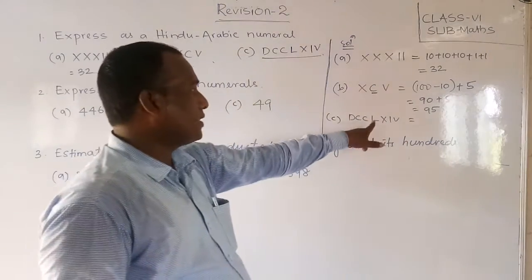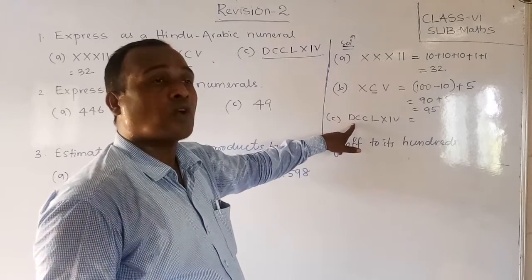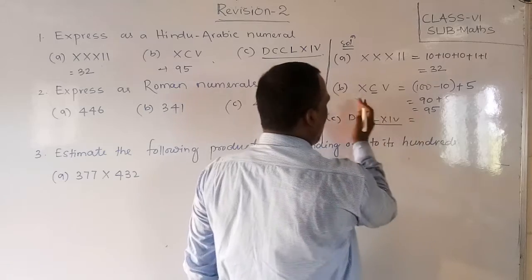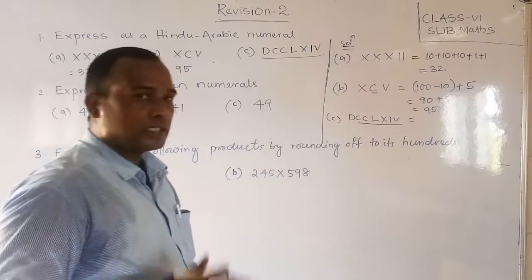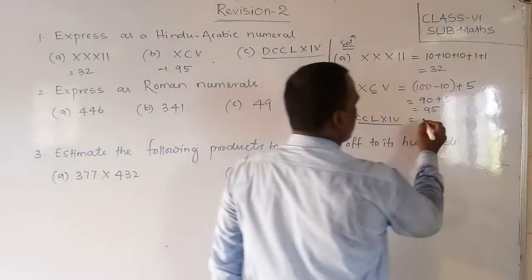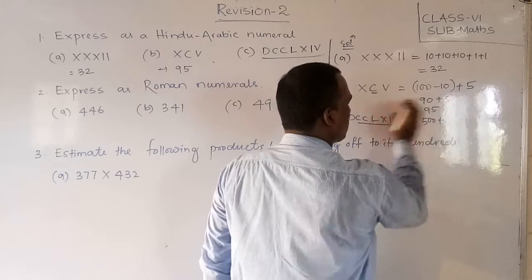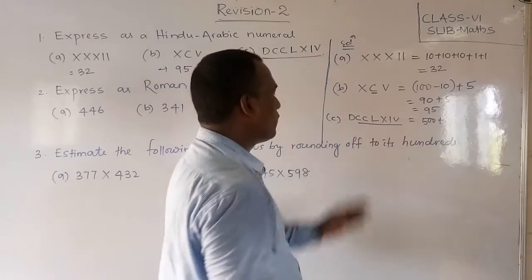Now among these, D is the biggest. D means 500. So that means all these numbers you have to add to 500. Okay, students? So that is the first thing. So first we can write 500. Then we have to give plus, and whatever number comes next, you have to add. Okay. Go for the second.